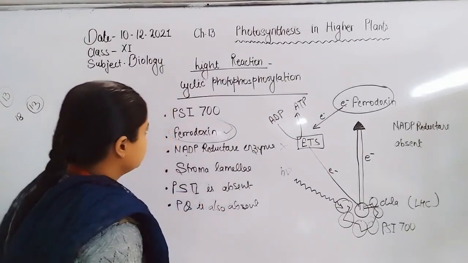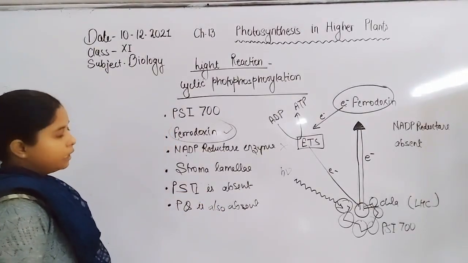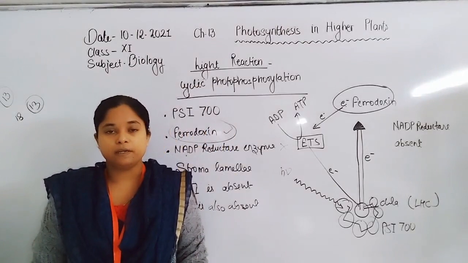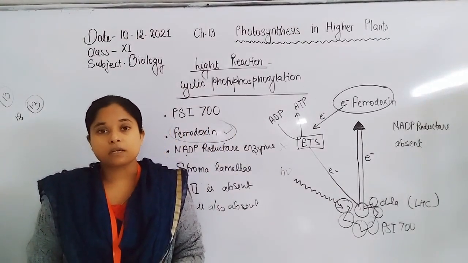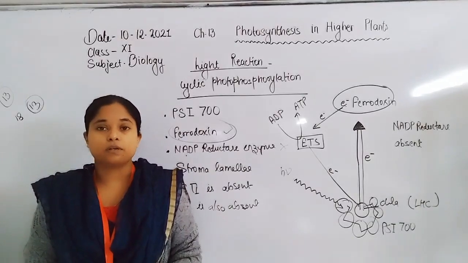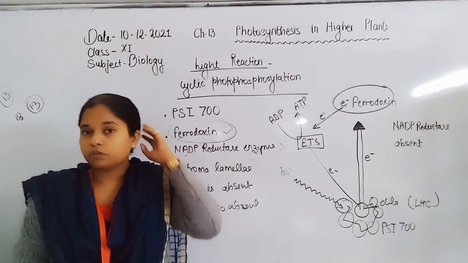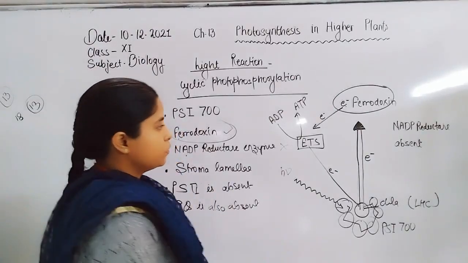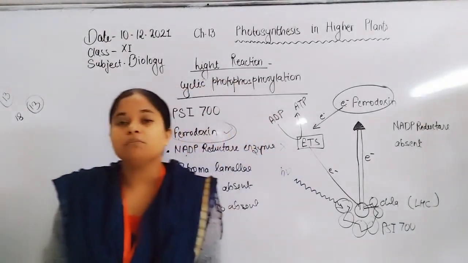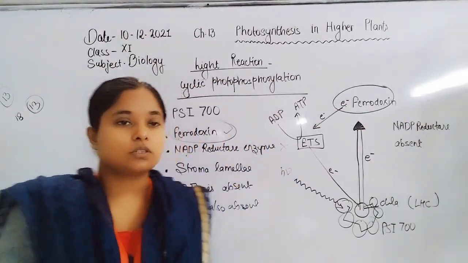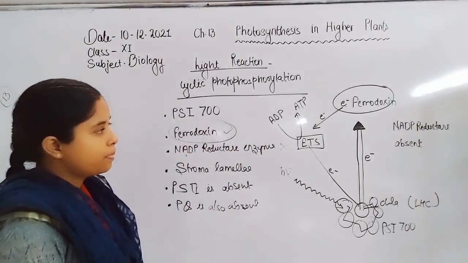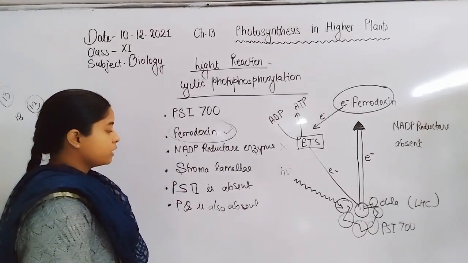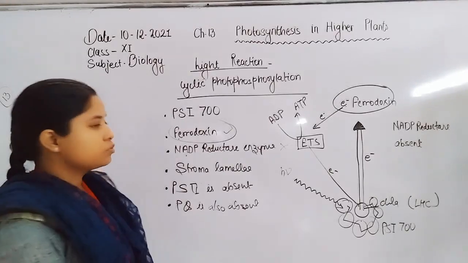Now winding up today's topic, the light reaction. The light reaction is carried out in two phases, cyclic and non-cyclic photophosphorylation. Both take place in the chloroplast. Non-cyclic photophosphorylation is also known by another name, the Z scheme. This process takes place in the thylakoid of grana, whereas cyclic photophosphorylation takes place in the stroma lamellae.